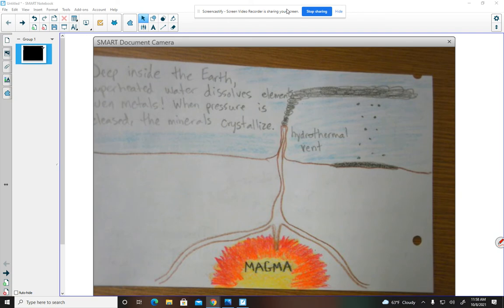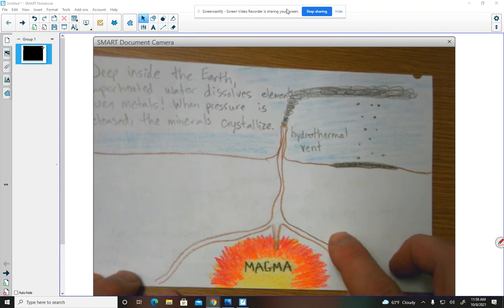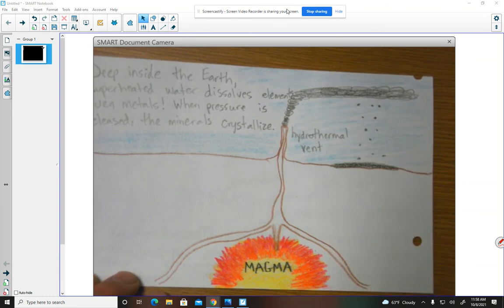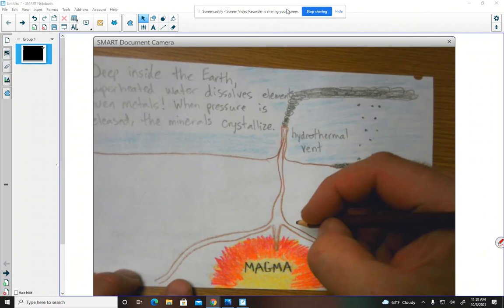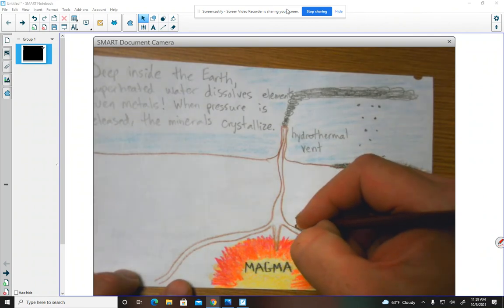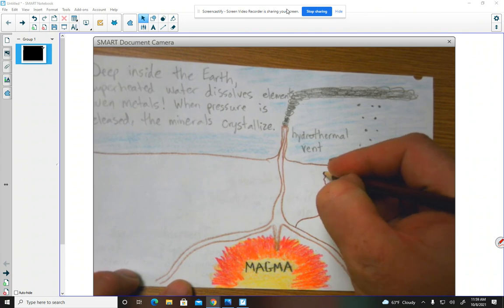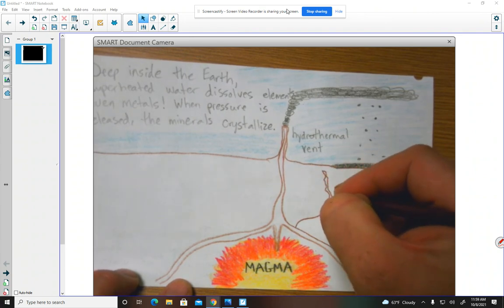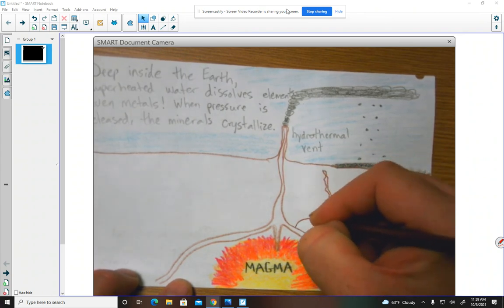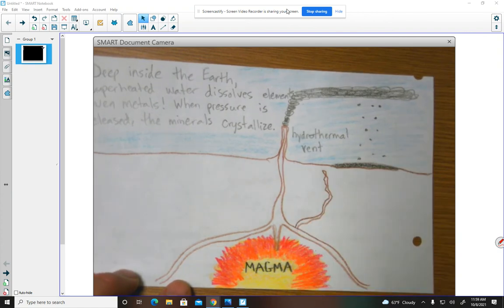All right, now, so we have superheated water that's going to be moving through these channels underground. And like I said, sometimes that water will find a crack in the rock. So I'm going to draw over here a little vein, a crack in a rock that the water could force its way up into. And since there's going to be a little bit less pressure inside that empty crack, the minerals will crystallize.